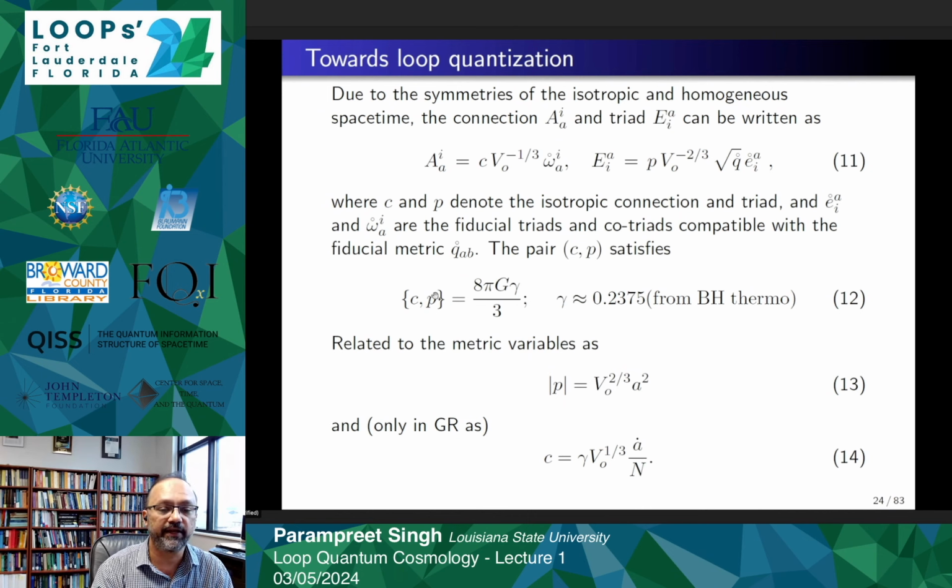How are these c's and p's related to metric variables? This p, which is a triad component, is related to the scale factor using this equation, where the modulus tells us about the orientation of the triad. And again, later on, I'm going to fix the orientation to be positive. And only in GR, the connection is given as a dot. And this comes from the Hamilton's equation. And I urge students to be very careful when using these two equations. The first equation is always true, but the second equation is only true in GR, because this comes from the classical Hamilton's equation. In loop quantum cosmology, this equation is not true. This equation becomes much more complicated and becomes a trigonometric function, which is now equal to a dot.